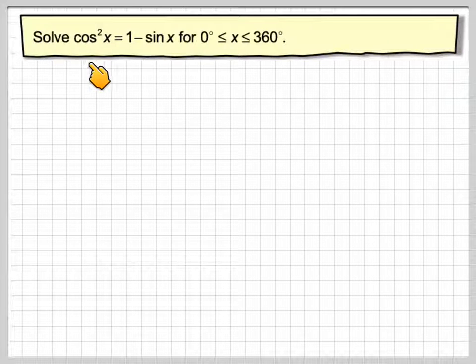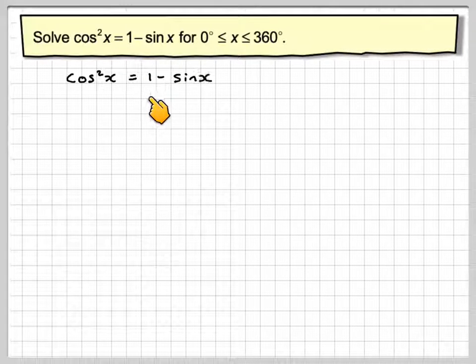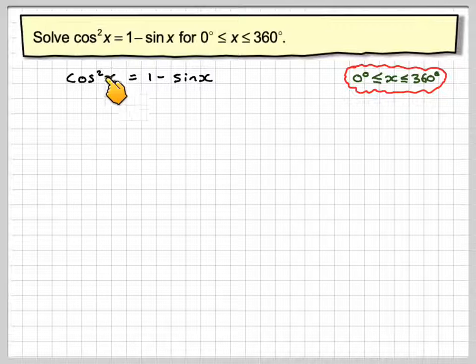Right, in this video we're going to solve cos squared x is equal to 1 minus sine x for x being between 0 and 360. So we've got cos squared x is equal to 1 minus sine x, solving between 0 and 360. Now the idea is to make the variables the same, so the one we need to replace is this one.